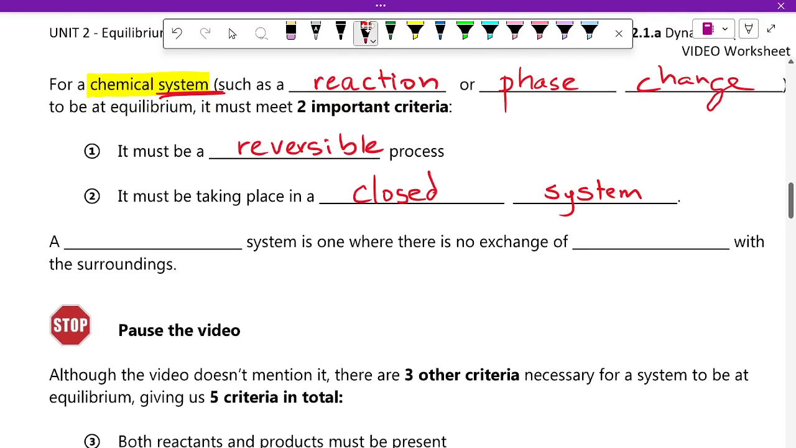A closed system is one in which there is no exchange of matter. So matter can't go in, matter can't go out. What can go in and out? Energy can go in and out.